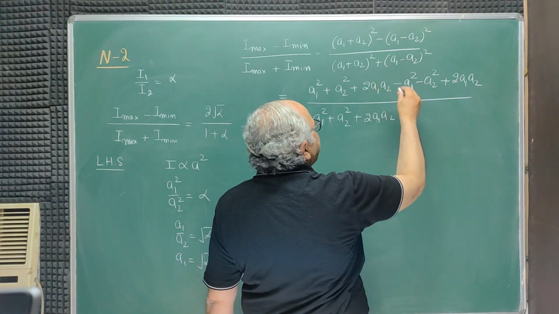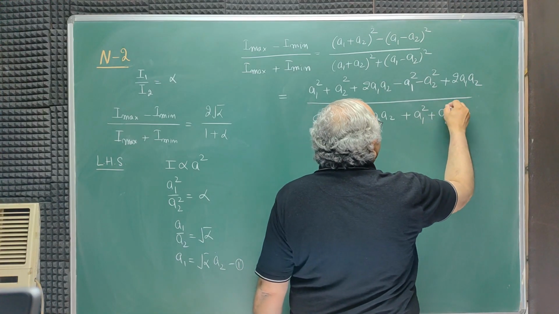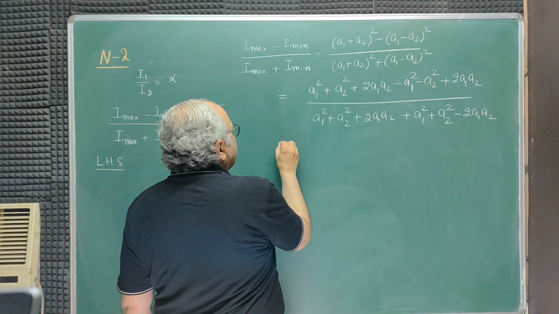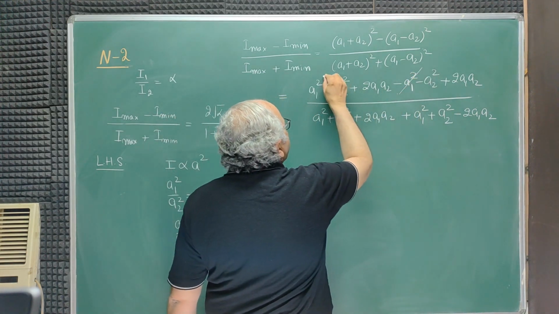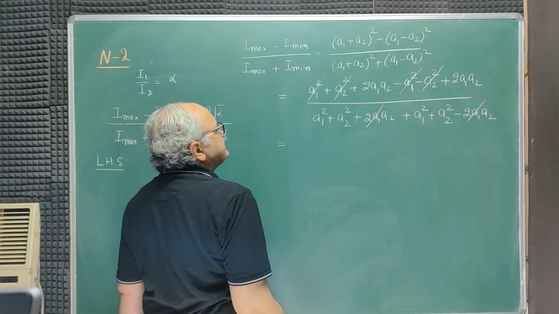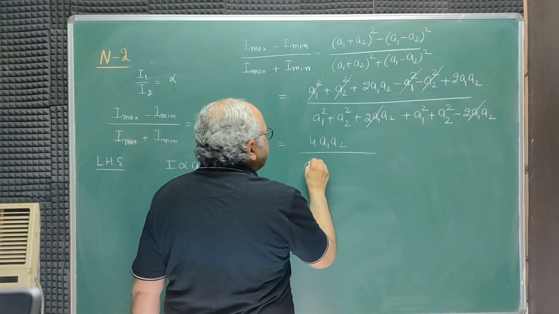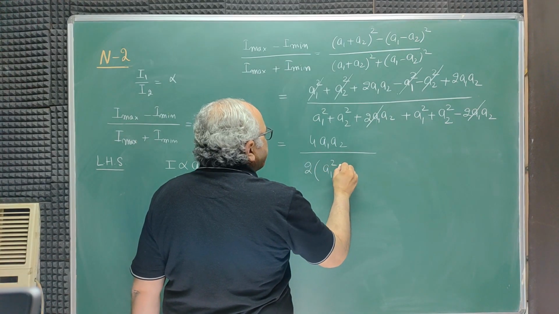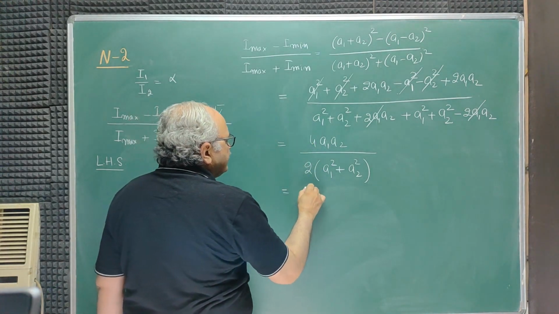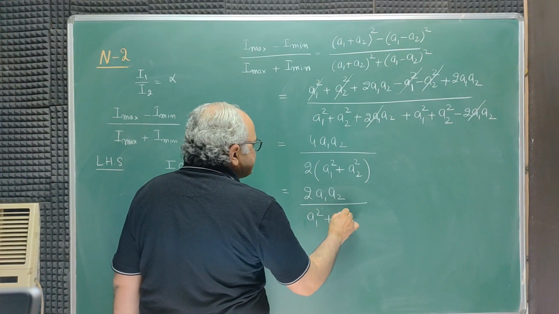and you have a plus sign here, so we write plus A1 square plus A2 square minus twice A1 A2. We can simplify it by cancelling terms, and this now becomes 4 A1 A2 divided by twice of (A1 square plus A2 square). This 2 can be cancelled here. So this is 2 A1 A2 divided by A1 square plus A2 square.